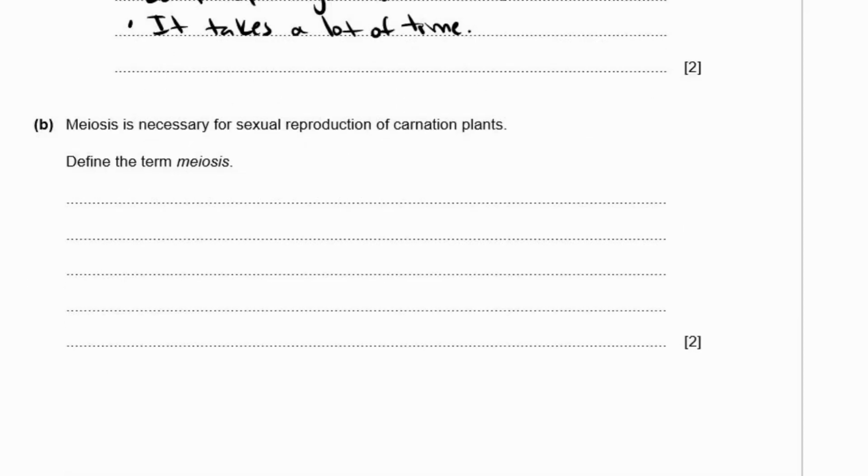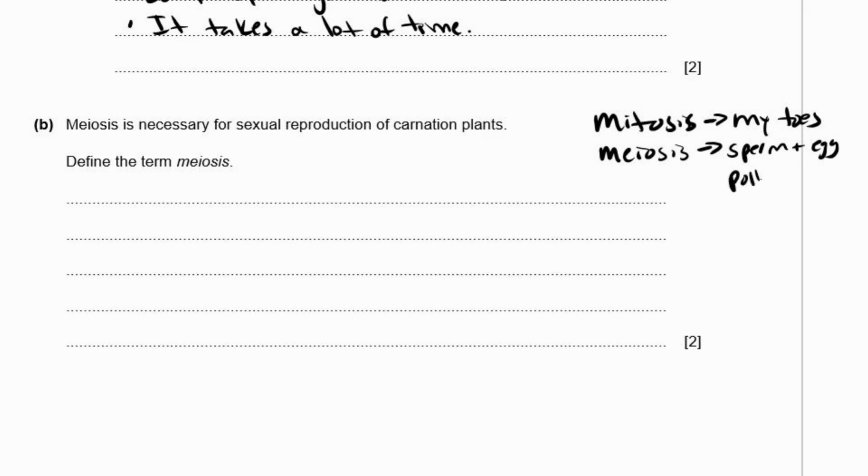B. Meiosis is necessary for sexual reproduction of carnation plants. Define the term meiosis, okay? So, mitosis makes mitose, and meiosis makes everything except mitose, so the sperm and the egg. Obviously in plants it's pollen and egg. All right, that's how I remember those two. That's not your answer. That's just a quick way to remember it.